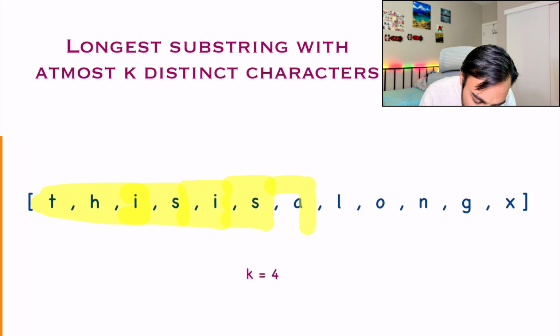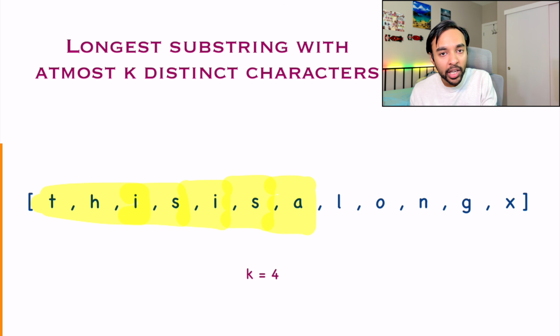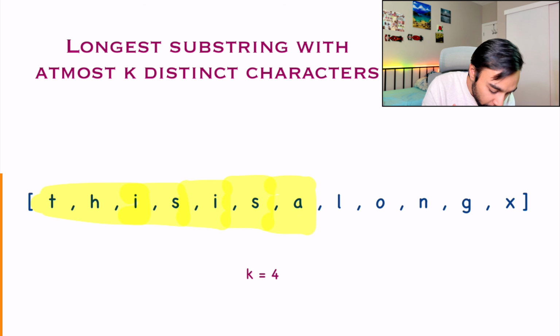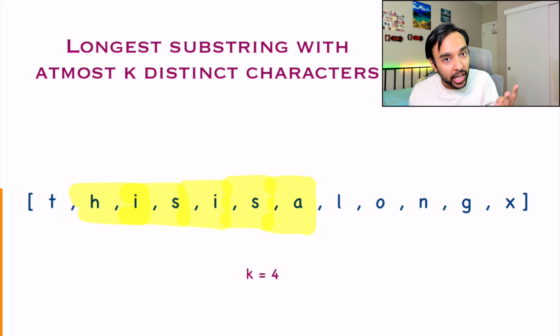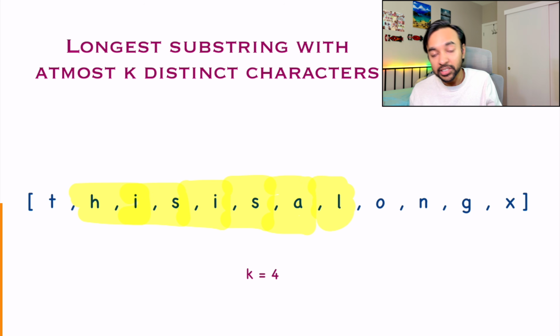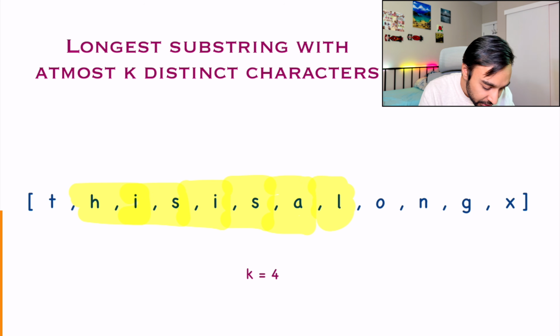But can I go ahead now? As soon as I include an A, I now have 5 distinct characters. So this is an indication that you need to start reducing your length. So what will you do? You will try to cut off one element. Now again, you have 4 elements. So that works wonderfully. Now go ahead. Once again, you have 5 distinct characters. So you will need to reduce your length.